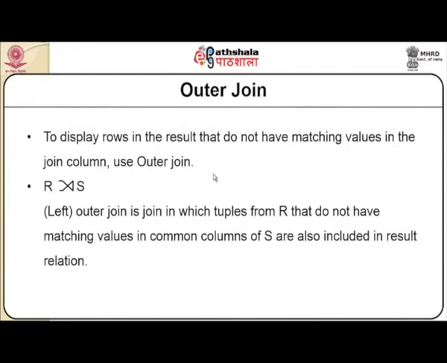This outer join is basically for the purpose of displaying rows in the result that do not have matching values in the join column. Use outer join. So outer join is notated with a symbol like this, where for the equi-join we had a line here, this has been eliminated and this becomes a symbol for outer join.